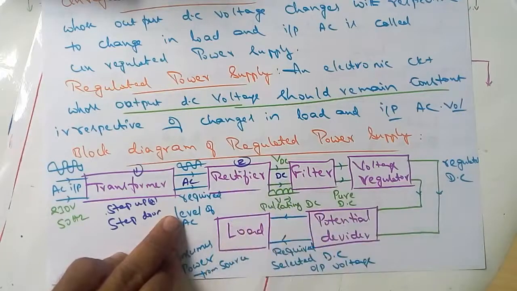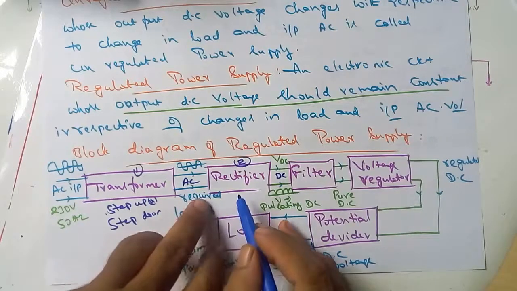For the rectification process we are using diodes. Different kinds of rectifiers are there: half wave rectifier and full wave rectifier. In the half wave rectifier we use only a single diode, whereas in the full wave rectifier we use either 2 diodes or 4 diodes. That is according to the design.